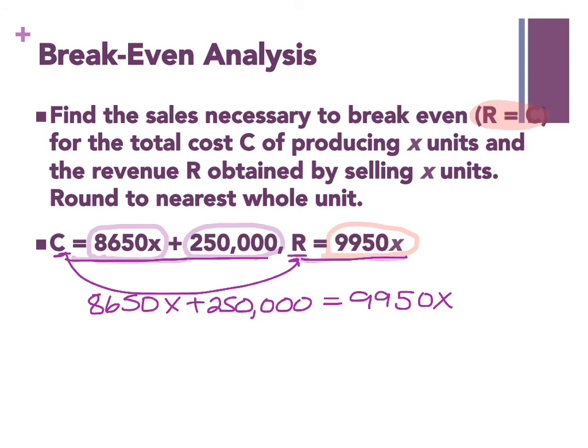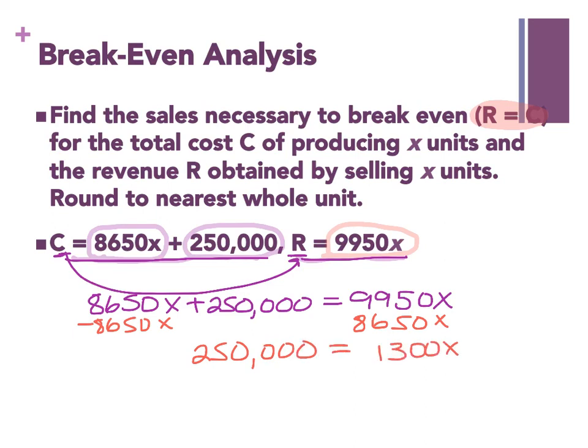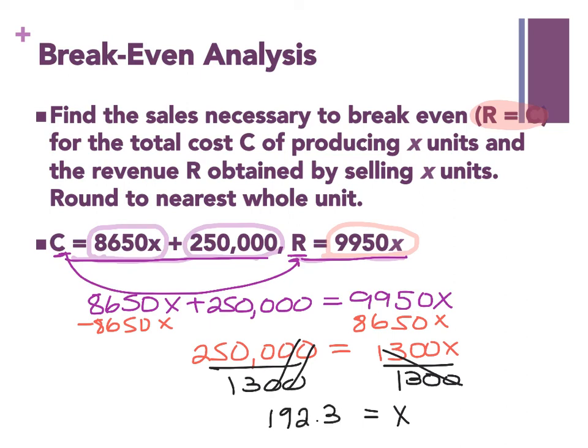So I would subtract 8,650x and then divide by 1,300. So what am I at? 250,000 divided by 1,300, which is 192.3. So that's your exact break-even point.